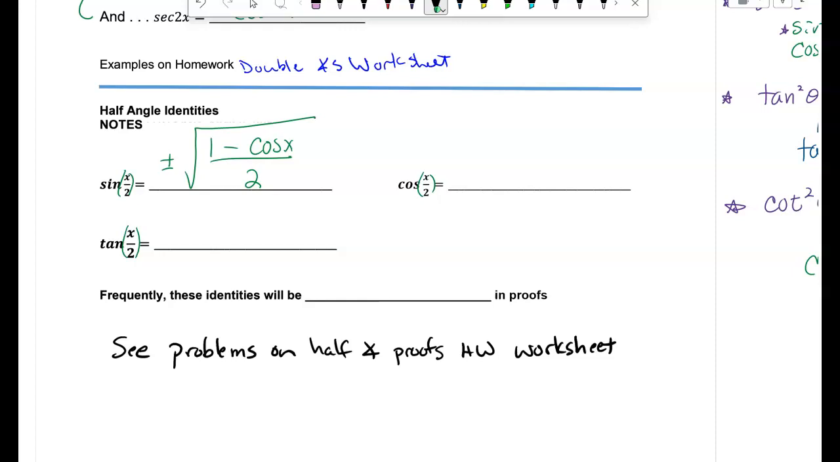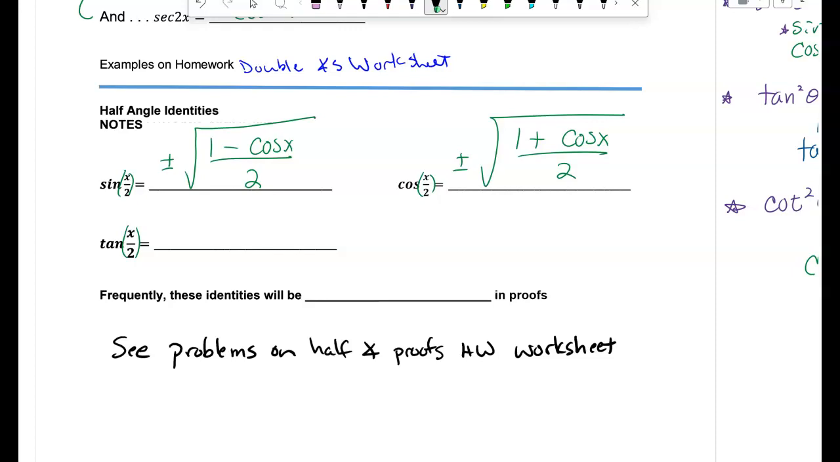Now, if sine of x over 2 is so ugly, what do you think cosine is going to be? Ugly too. Exactly. So it's plus or minus the square root of, now this is where it changes, 1 plus cosine x over 2. Here's the darn problem with this. They're very, very similar to each other. But they're also very easy to recognize. You're like, yeah, I can get that. Pretty simple to do.